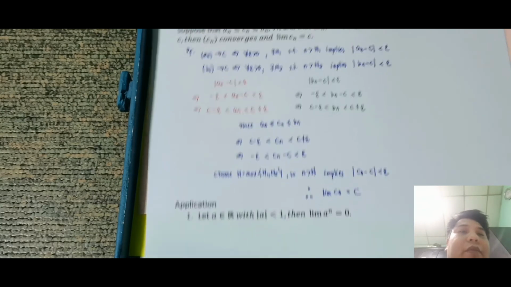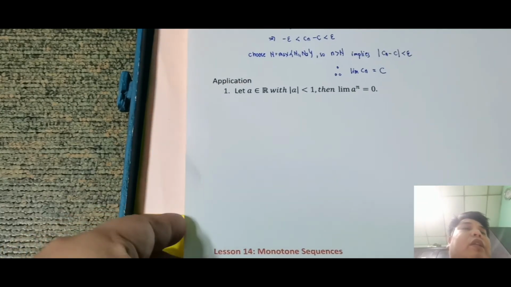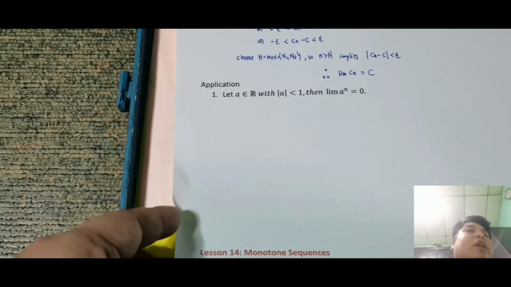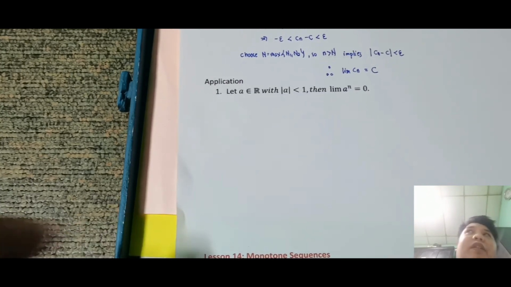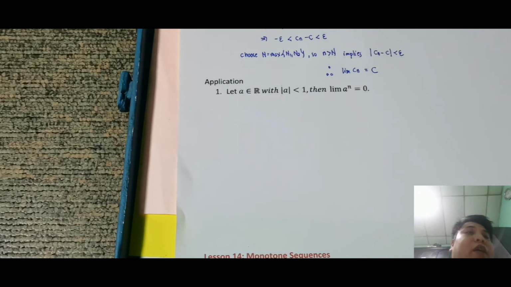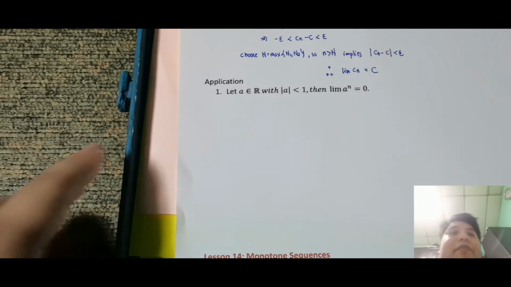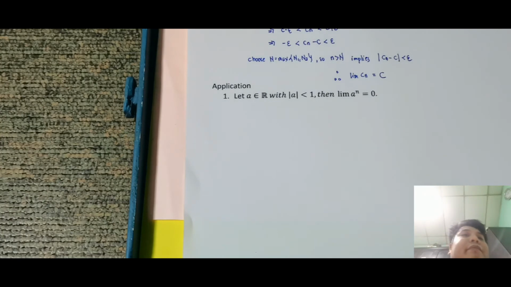Let's try to apply it. Application: let A be an element of the real numbers such that the absolute value of A is less than 1, then the limit of A to the n is equal to 0. If you noticed, this theorem was in our last videos. So we will prove it. What do we do first? The concern is if the absolute value of A is less than 1. This is the proof.